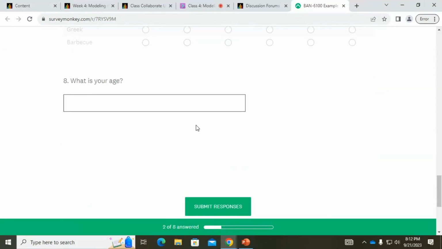Okay, and then finally, what is your age? We have the box. This is also quantitative data, but we've allowed for mistakes. So just to demonstrate that when you're crafting a survey, you want to make sure you limit what they can actually put in so that it works properly.